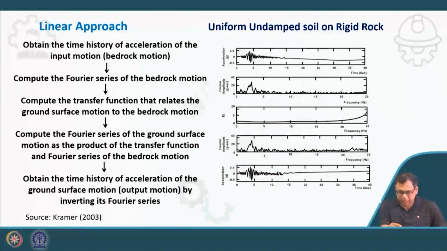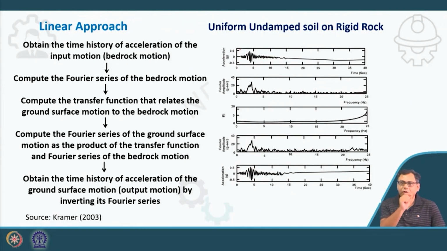The process is the same for all the cases, but how we get this multiplying factor, or we can say the transfer function, that I will discuss for these two cases. First, suppose I obtain the time history of acceleration of the input motion, or the bedrock motion. The bedrock motion, I know the acceleration time history.